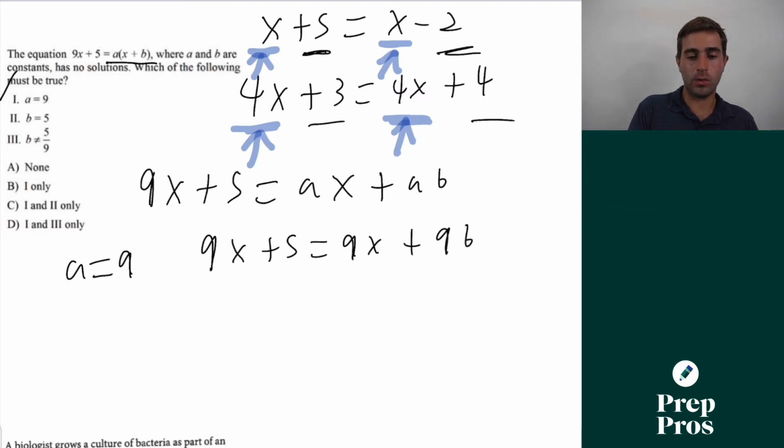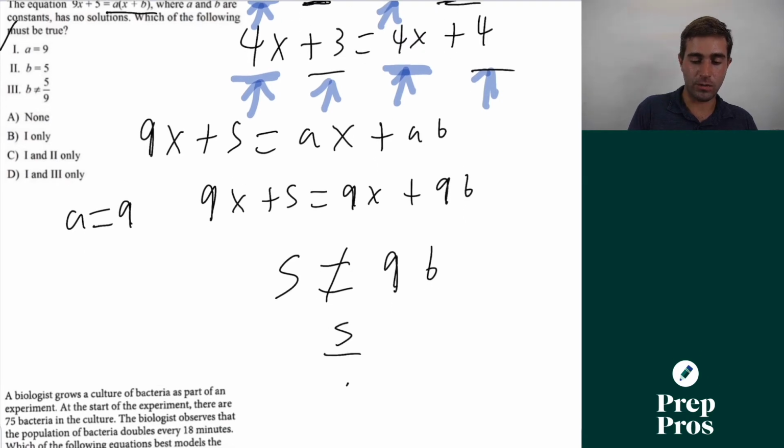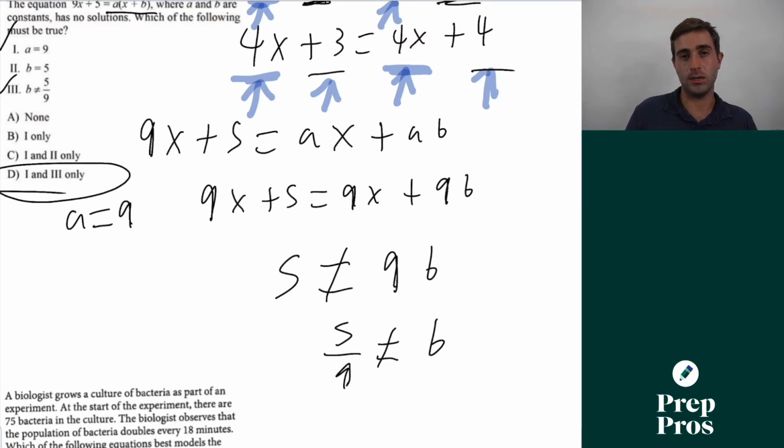And now we want to work for our second constraint, and this is that the numbers must be different. Therefore, 5 cannot equal 9b, and that means that 5 over 9 cannot equal b. That means that 3 also must be true. Therefore, our correct answer is D.